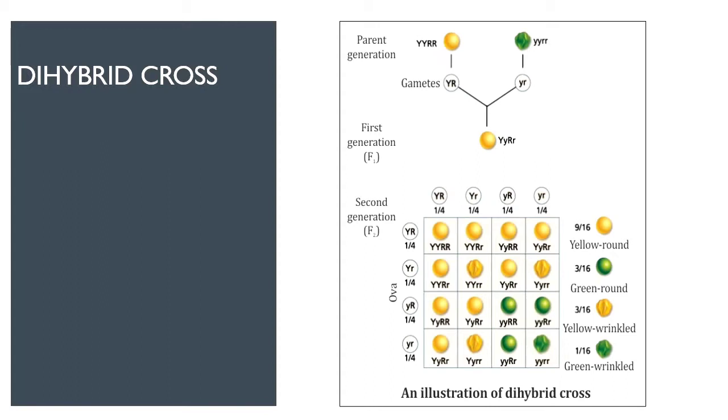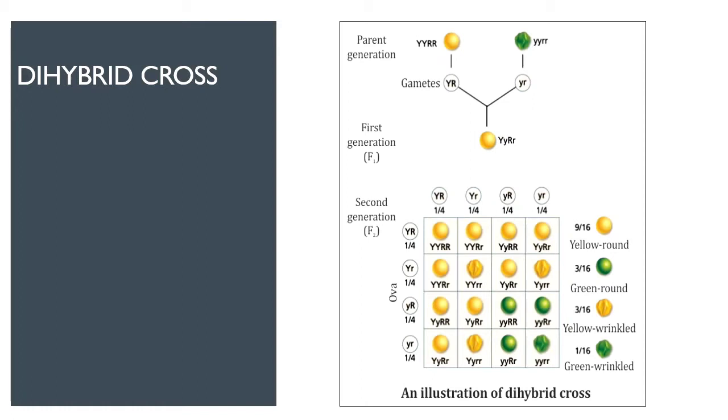When they are crossed, we get our F1 generation as the heterozygous progeny, which is capital Y, small y, capital R, small r, which expresses the color yellow and shape round. When the F1 is crossed, it forms the F2 generation. The F2 cross has been shown in the Punnett square.